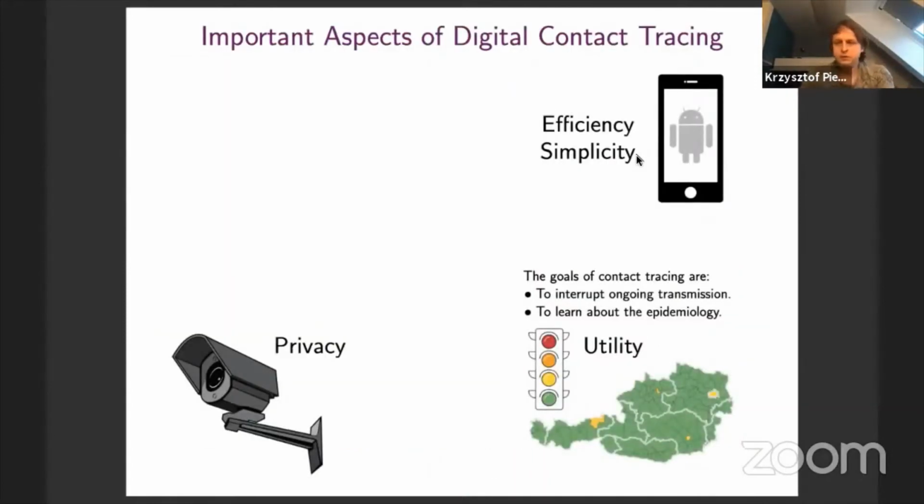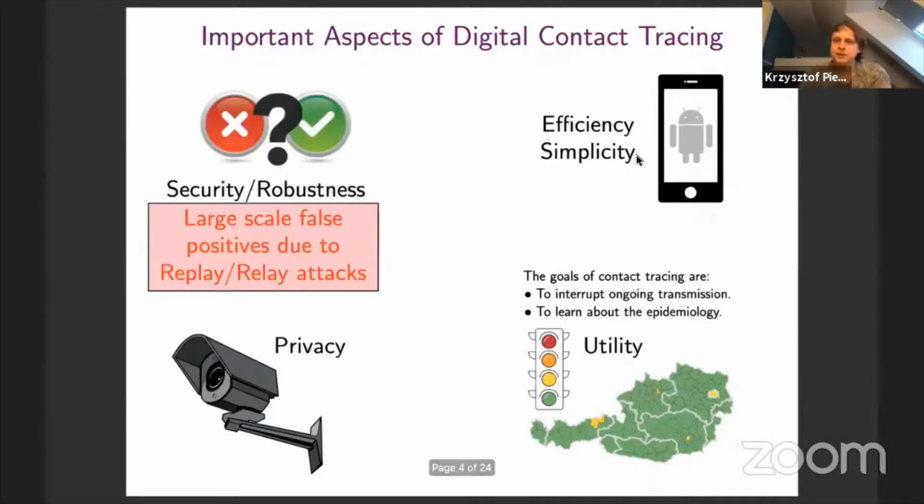And you've probably heard a lot of discussions about these because it was also popular in the news and the public media. Typically those discussions evolve around the efficiency of those schemes, and that privacy is very important. And one aspect that I think has not gotten the attention it needs, and I want to talk about today, is the security of those schemes. In particular, I will talk about the feasibility of launching large-scale false positives with those apps due to so-called replay and relay attacks, and how to prevent them.